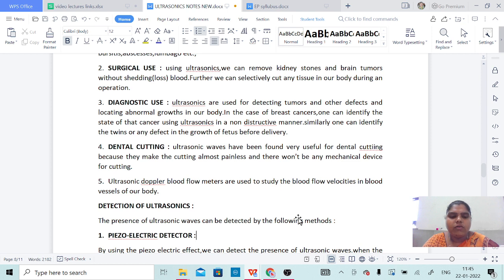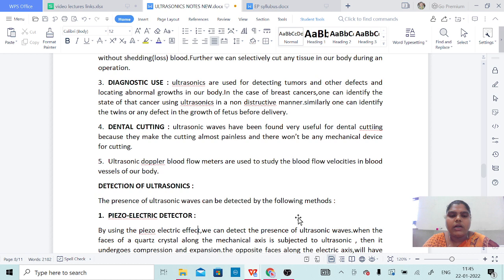Ultrasonic Doppler blood flow meters are used to study blood flow velocities in the blood vessels of our body. So to find the velocity of blood flowing in our body, that velocity is found using ultrasonic Doppler blood flow meters. So these are the medical applications of ultrasonic waves.